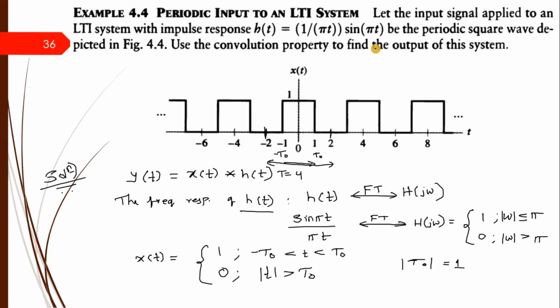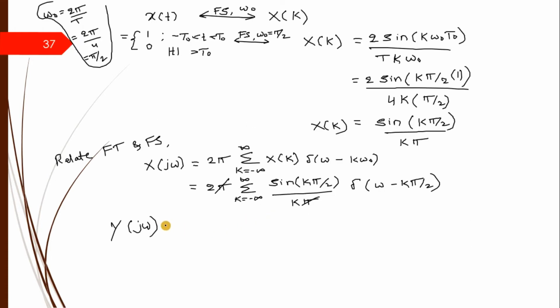See, use the convolution property to find the output of the system. Output of the system is y of t. We need to find out y of t. How do we find out y of t? We first calculate Y of j omega and then take the inverse transform. Why are we converting to the frequency domain? Because convolution becomes multiplication. It is much simpler performing multiplication versus performing convolution. That's why we are doing it. So this is H of j omega into X of j omega.